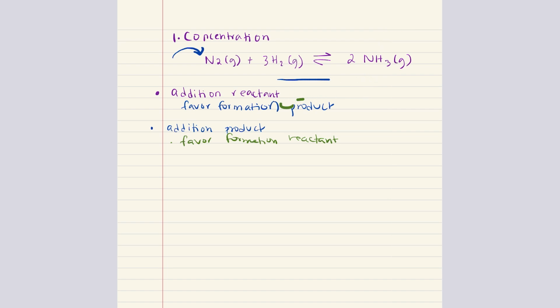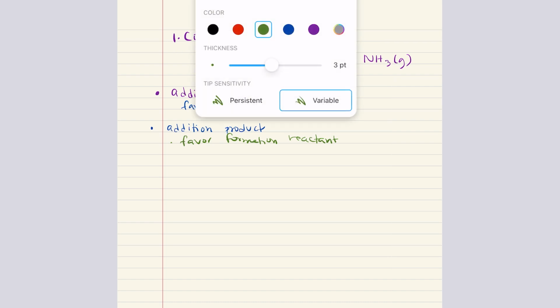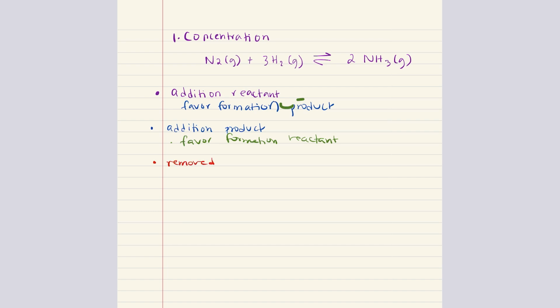What if we started to remove things? What if we removed reactant? Let's say that we were removing nitrogen gas from our reaction. How would the system reestablish equilibrium? Well, if we're removing reactants, Q is going to be larger than K. The system will actually shift towards the reactant side. It will shift in a way to produce more reactant to compensate for the removal of reactants. So if we remove reactant, we're going to favor the formation of more reactants to reestablish equilibrium.